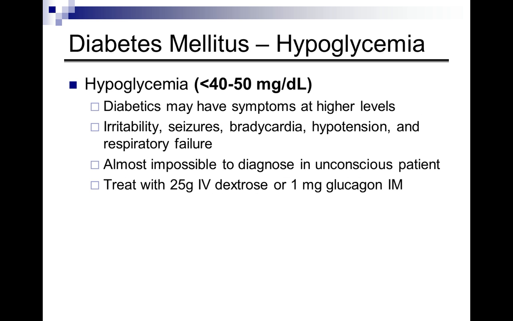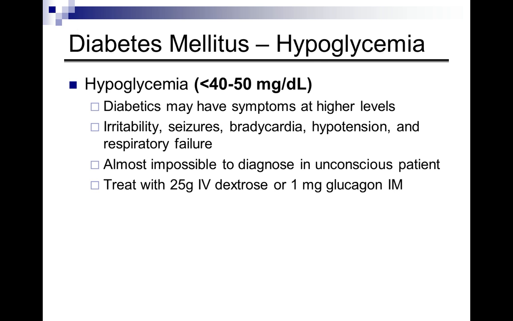On the other end of the spectrum, we should think about hypoglycemia, which may be defined as a blood glucose of less than 40 to 50 milligrams per deciliter. But we know that diabetics often have symptoms at higher blood glucose levels, depending a lot on what kind of numbers they typically have on an average day.